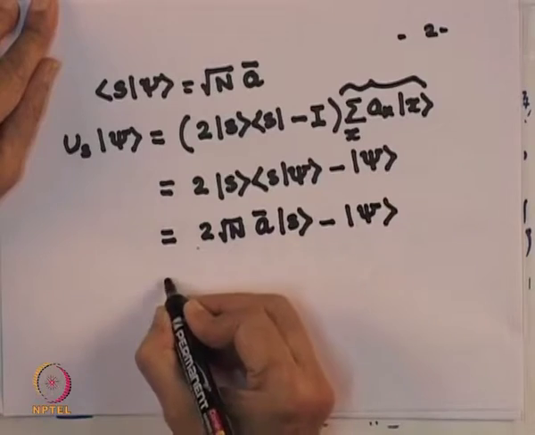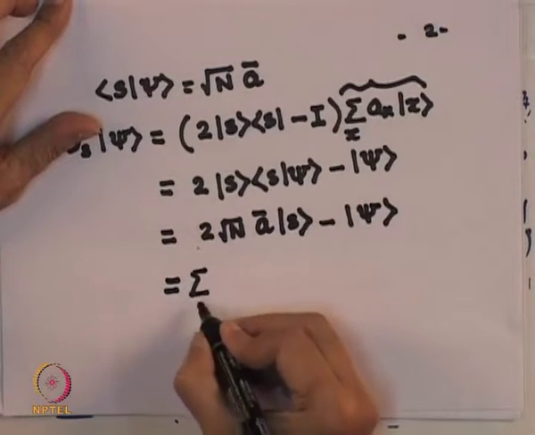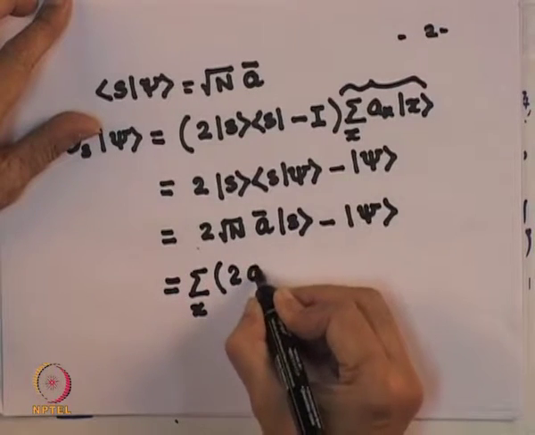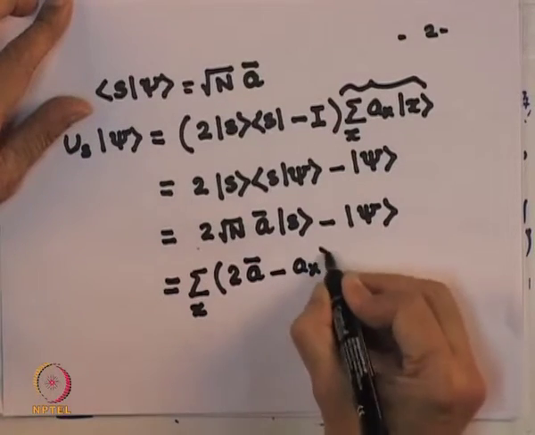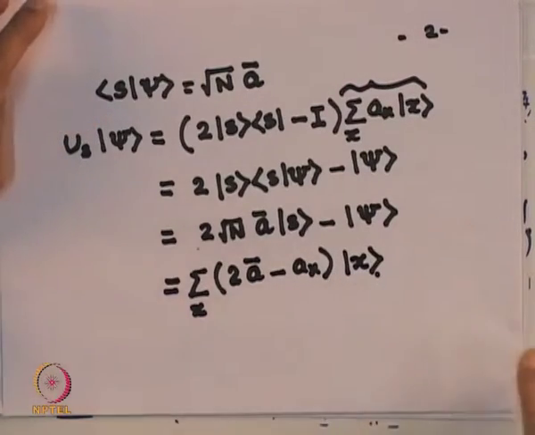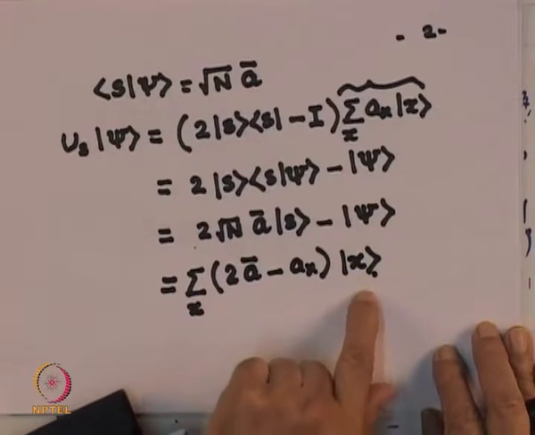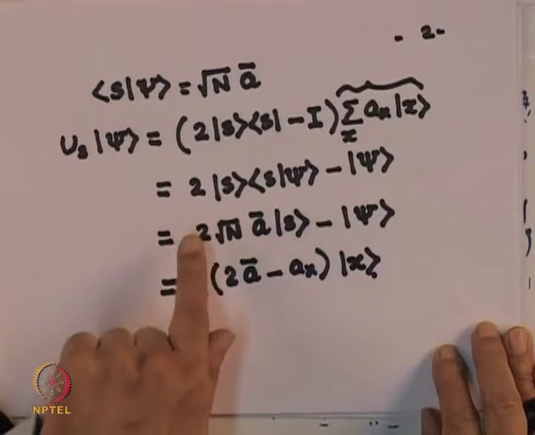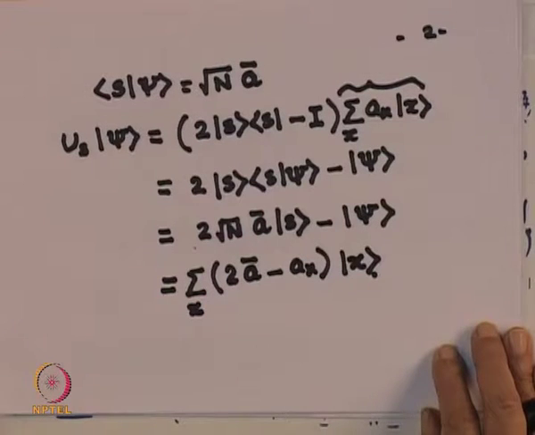So what I can do is to write this as equal to the sum over x of 2 times A bar minus Ax, times x. Now this is just the expression for psi, and I have expressed S in terms of 1 over square root of n sum over x, so that this becomes an identity.